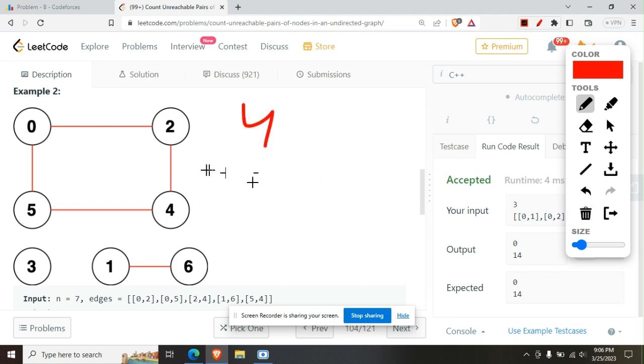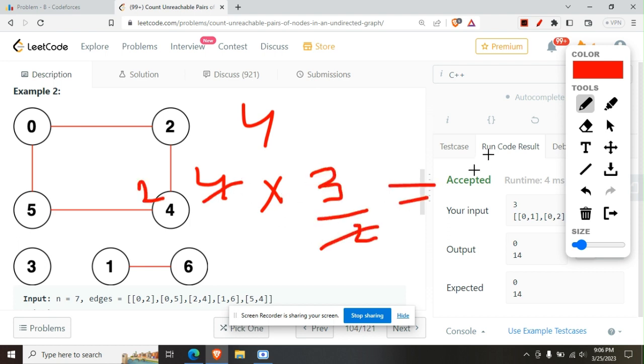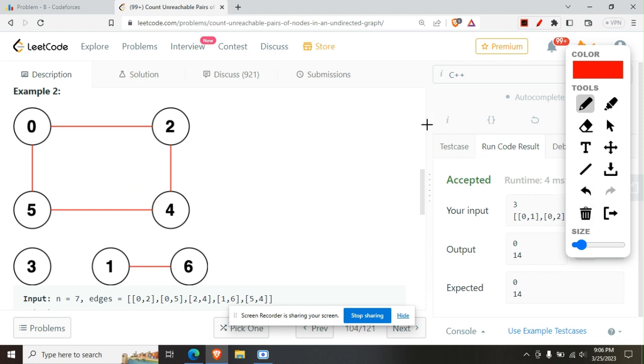Now we know that we have nodes from 0 to n minus 1. Let's say I have 0 1 2 3, these many nodes. How many nodes are there in total? There are 4 nodes. So I know that in total I will have 4 into 4 minus 1, that is 3, by 2 number of pairs. So I will have a total of 6 pairs. Whether they are connected or not connected is a different story altogether. But first of all, we just need to find how many pairs in total we can find.